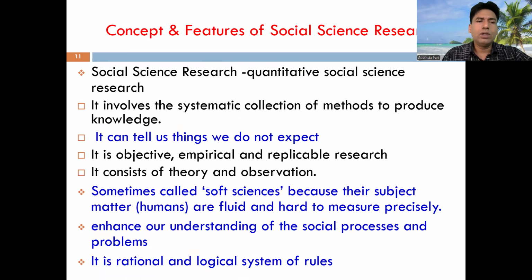So, social or educational research can be both quantitative and qualitative. It involves the systematic collection of data by methods to produce knowledge. It can tell us things we do not expect. It is objective, empirical, and replicable research. It consists of theory and observation.